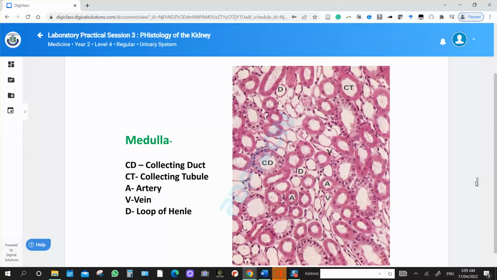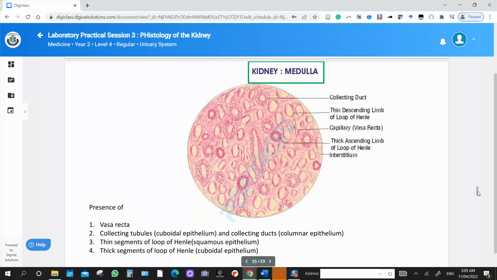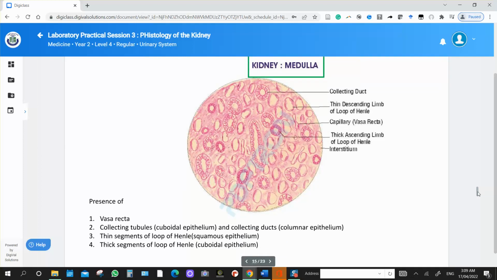Okay, moving on. This is another slide to show you the medulla. It has vasa recta. In this section you can see vasa recta. You can see collecting tubules, which are cuboidal epithelium, and collecting ducts, which are columnar epithelium. The thin segments of the loop of Henle are simple squamous epithelium. The thick segment is simple cuboidal epithelium.